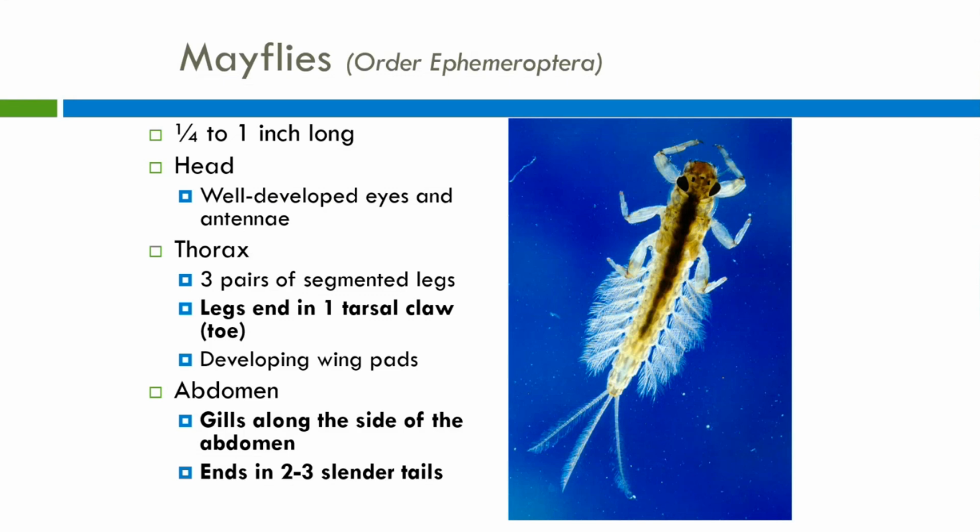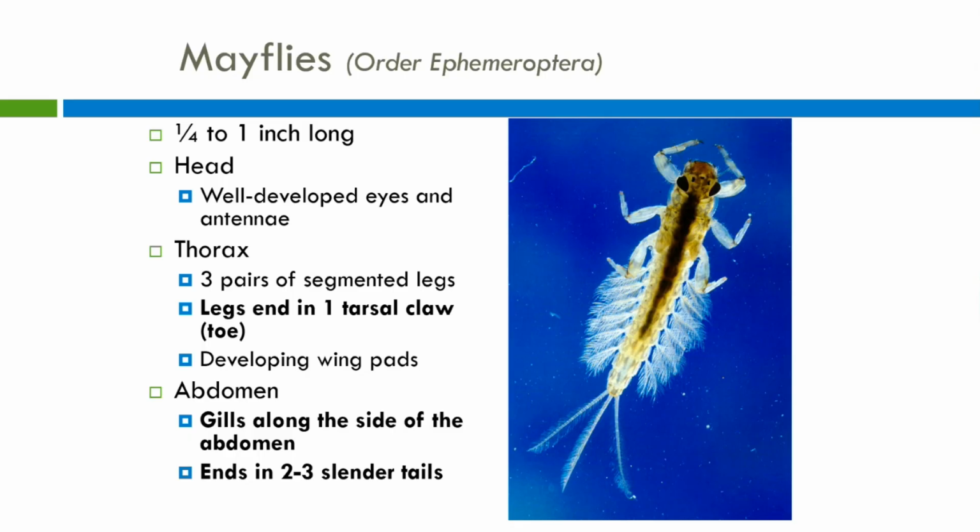So we will start with the mayflies. This is in the order Ephemeroptera. These can be about a quarter of an inch to an inch long. So sort of small, but there's a big range of sizes. You'll see that we have this defined head capsule. The eyes are usually pretty well developed, and you may see antennae, you may not.